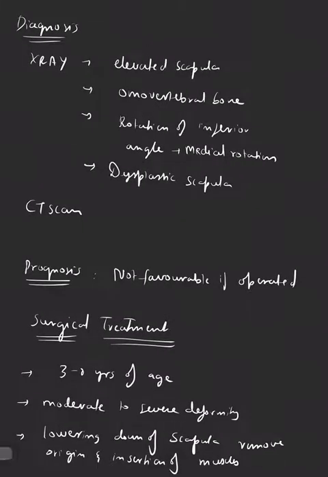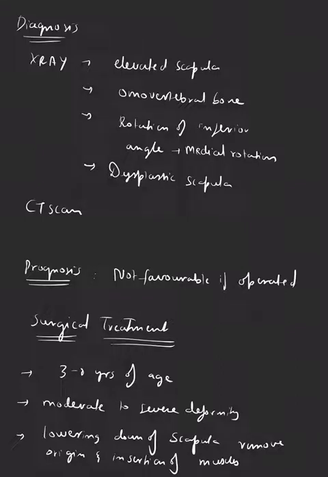Okay, and coming to the diagnosis, X-ray is the gold standard for this. I've shown you the X-ray picture also. What we tend to see, like I've told you, is an elevated scapula, omovertebral bone, medially rotated scapula, and dysplastic scapula. And CTs can also be done.